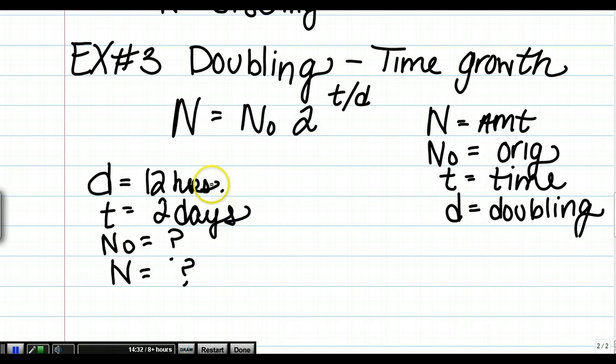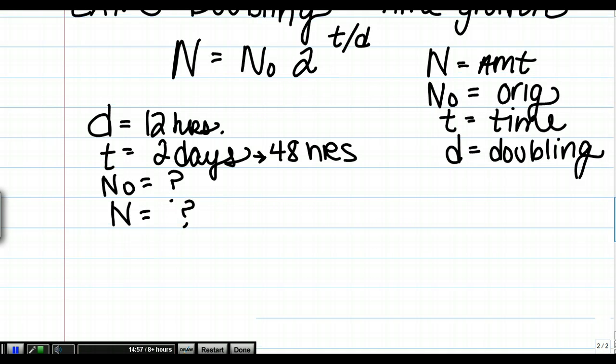When you look at this, we already talked about how these need to be in the same units. So we need to either convert our days into hours or convert these hours into days. You know that there's 24 hours in a day, so that's 48 hours. So we've converted days into hours. You could have done it the other way around.